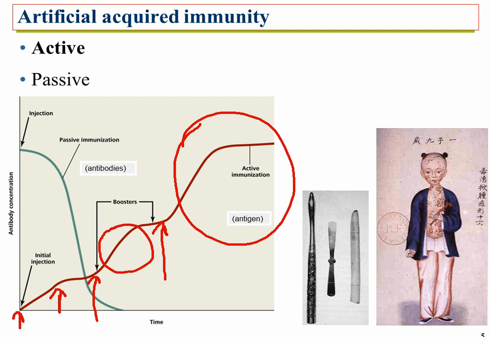Now look at the green line. This is if we give the person pre-made antibodies. So the person's own immune system has not come in contact with the antigen. Their own immune system has not responded. They are being given antibodies from either other people or very often horse antibodies are given to people. Horses have a huge blood supply. You can inject them with an antigen, they make antibody, you purify it, you give it to people.